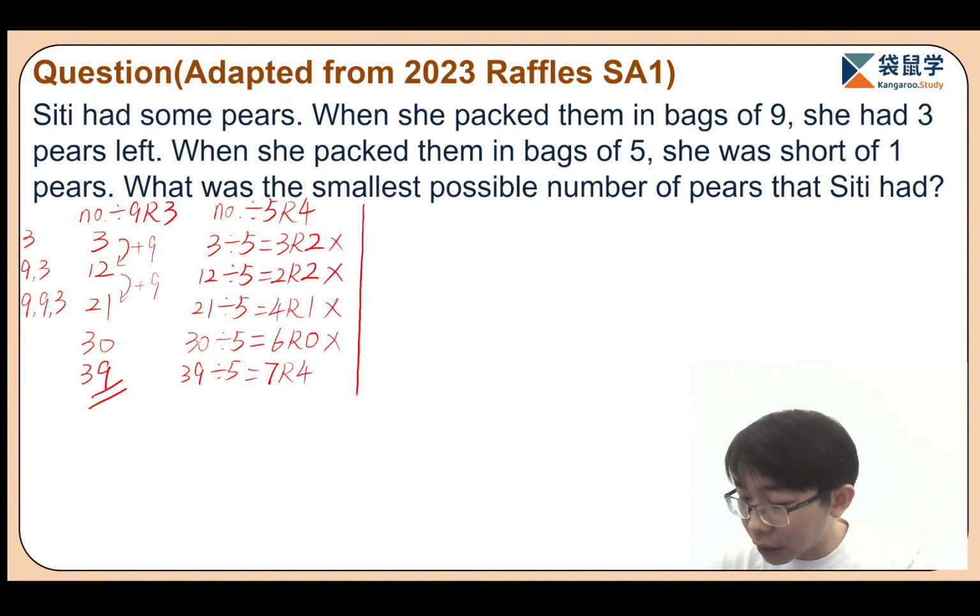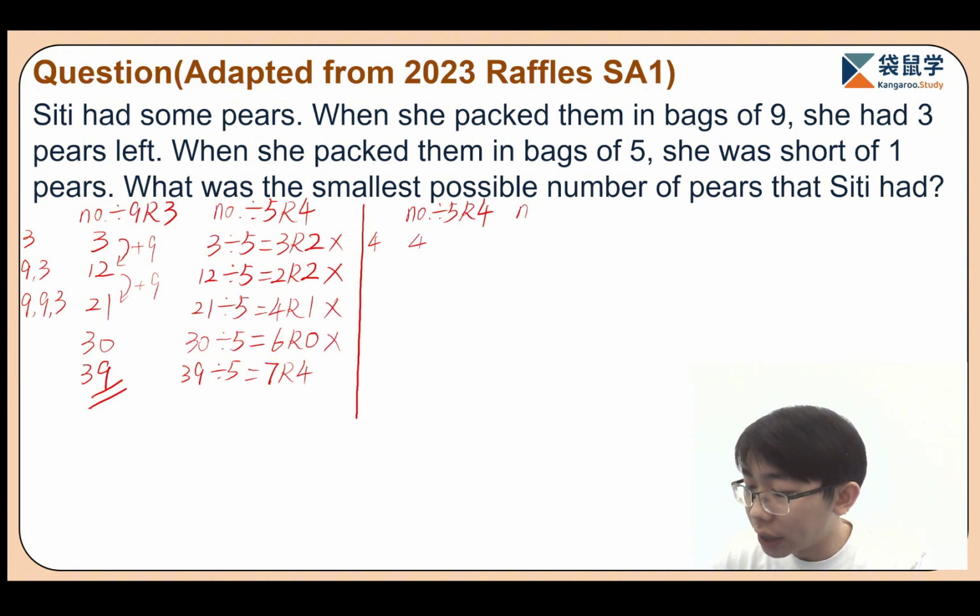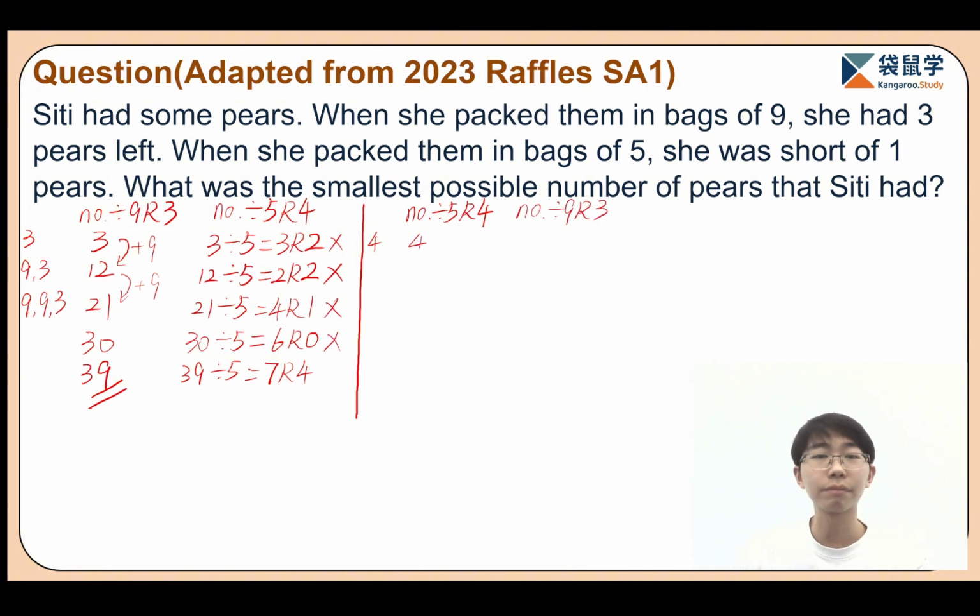Now, if you start from the second condition, this number, when divided by 5, has a remainder of 4. What is the first number that satisfies this condition? It is the number 4, because we don't have 5 and we have only one 4. Now, this number is 4. We need to verify this number when divided by 9. Will it give us a remainder of 3?